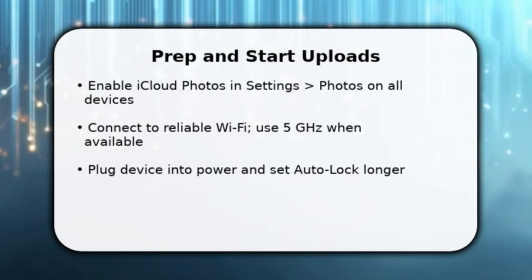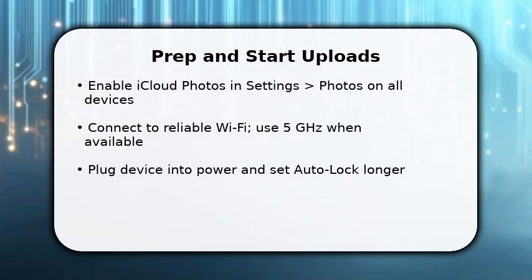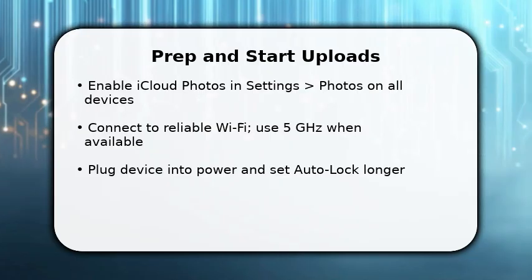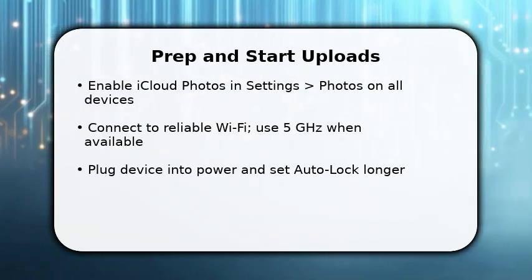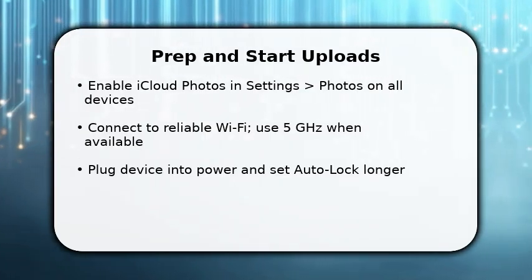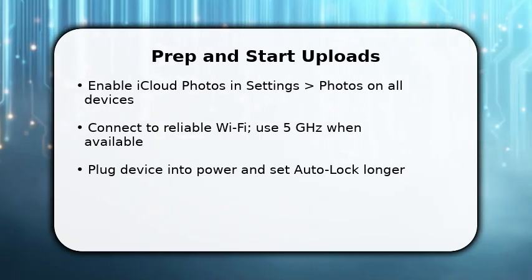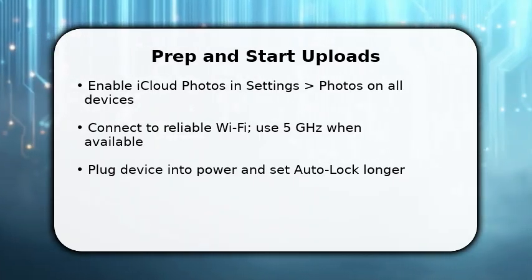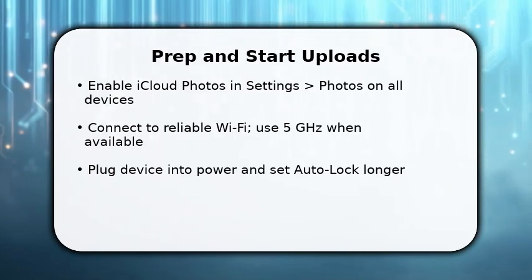Enjoy the video. You start by enabling iCloud photos on each device and connecting to a stable 5 GHz Wi-Fi network. This reduces packet loss and speeds uploads. Once done, plug your device into power so the OS allows background transfer at full speed.